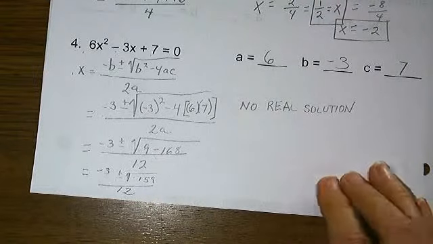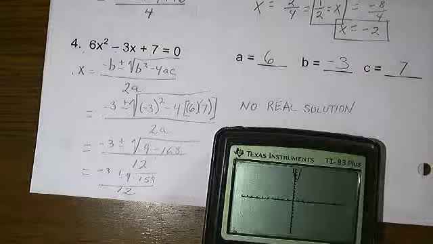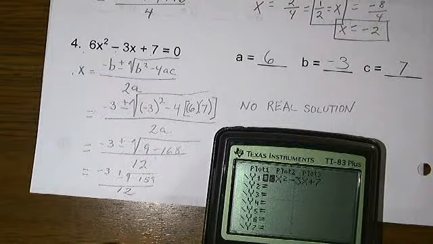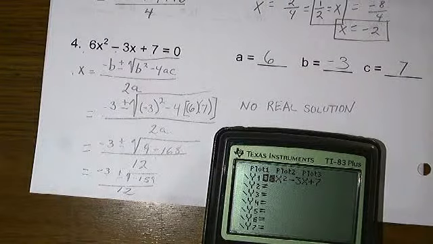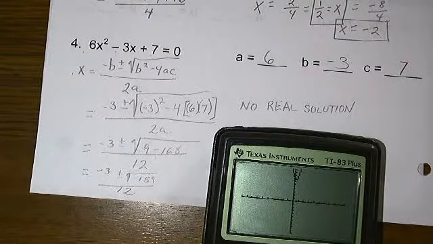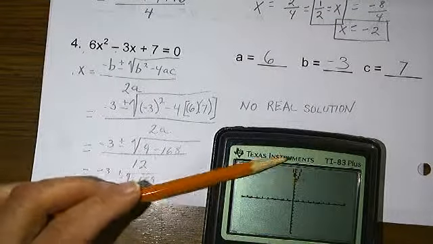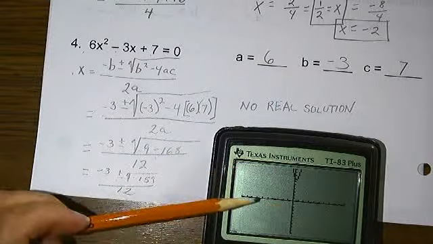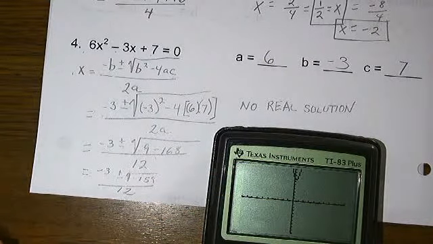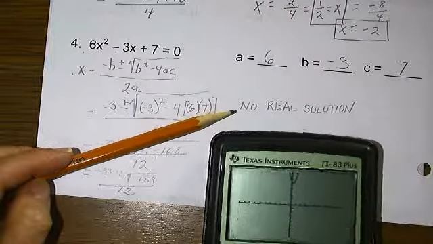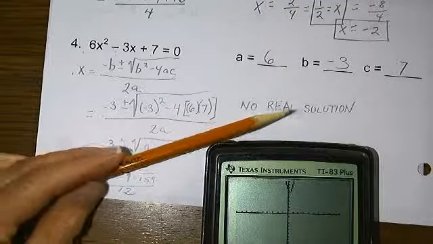We turn to the graph of the equation, and we see that the equation is y equals 6x squared minus 3x plus 7. When we graph it, we see that we may have a parabola, but it never crosses the x-axis. So what we say in this case is there is no real solution.